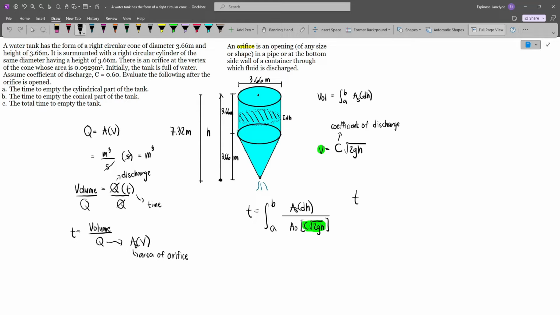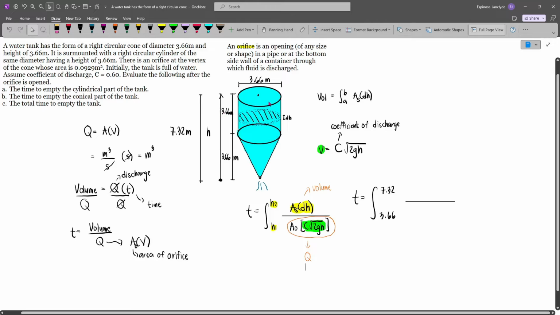Now, yung T natin, magiging the integral from A, which is the initial elevation, which is 3.66, up to 7.32. Now, let's just change this one. This is H1, and this is H2, para klaro. And then we have AS dH over AO times C square root of 2GH. By the way, if we apply the limits for this one, that will just be the volume, because pareho lang yan dito. And so, highlight na lang natin, this is essentially the volume. And then, ito yung discharge, which is Q.